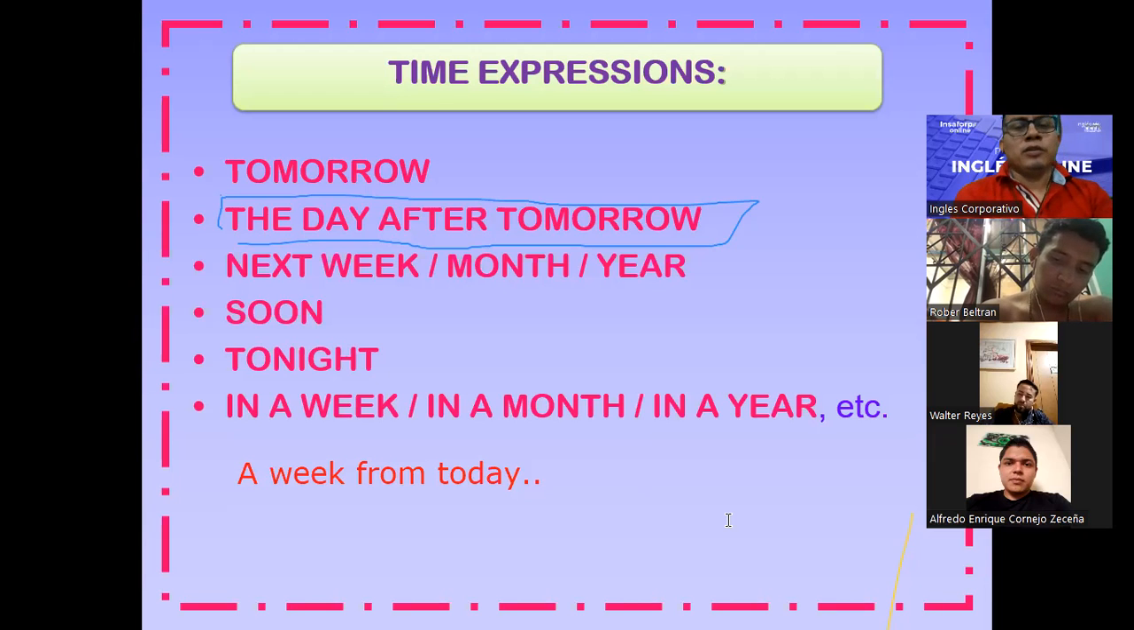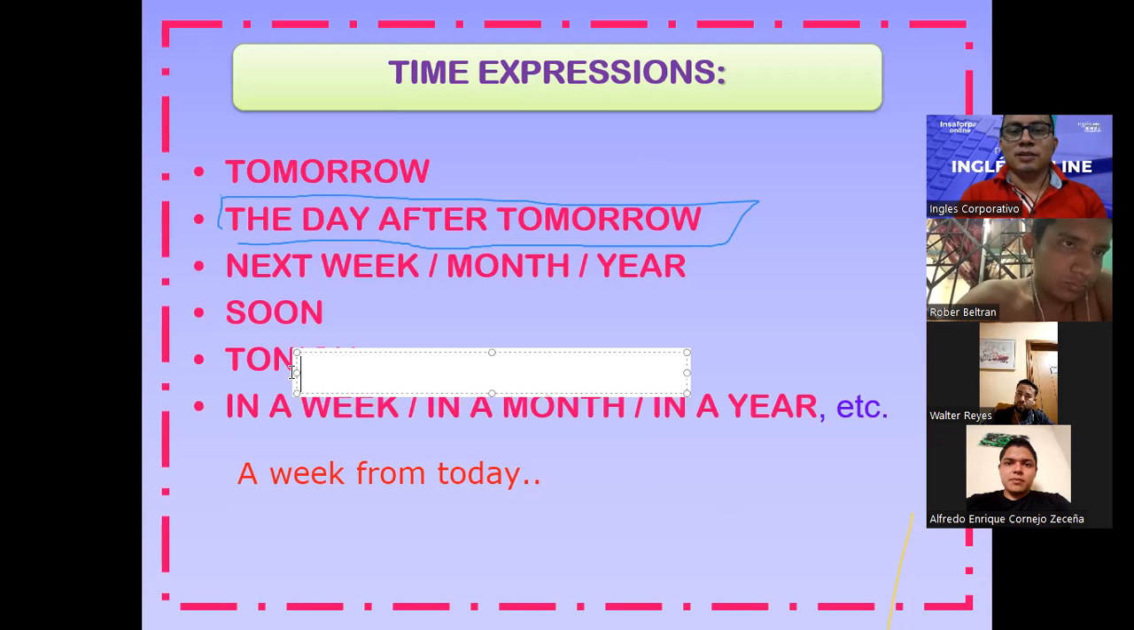Let's see, what other? You can be more specific. For example, next, then you mention a day. Next Tuesday, next Monday. That's easy, right? Not a big deal. And what else? Next weekend. Yeah, next weekend. Ana Maria, where next weekend? No. In 2 years. All right. So these are time expressions in the future tense.